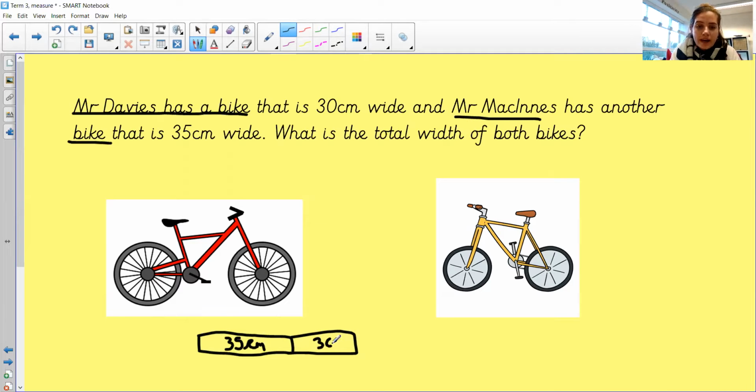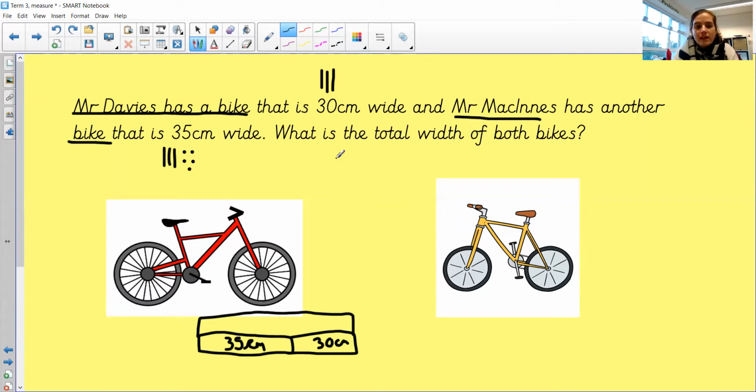And we've got to work out the total amount. So at the moment, we've got a blank box, we don't know what it is. We've got 30. So let's draw out 30. We've got 3 groups of 10 and no ones. And over here, we've got 3 groups of 10. And how many ones? 5 ones. Excellent. 1, 2, 3, 4, 5.